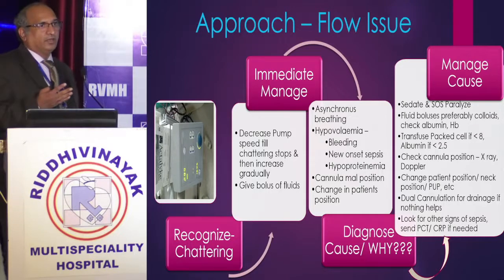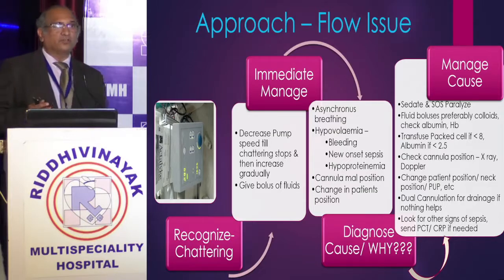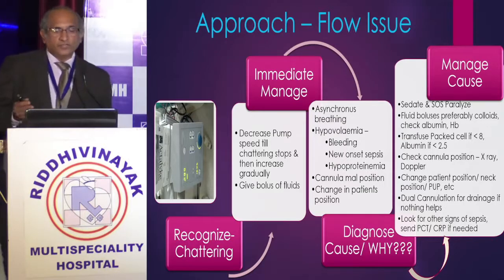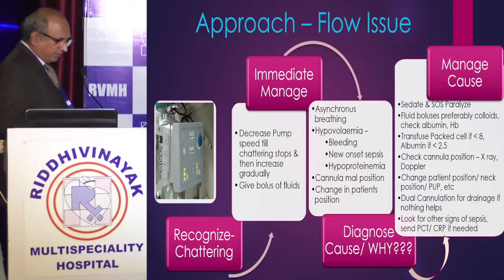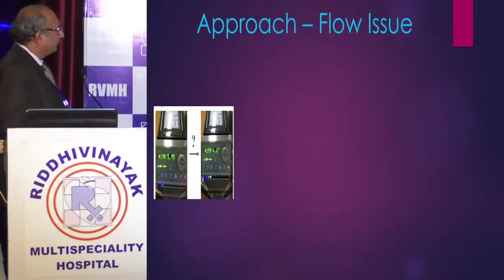But after 48 hours if it occurs, you have to find out what is the cause. If it is a new onset sepsis which is occurring, then send the cultures, do PCT, escalate the antibiotics. If it is new bleeding, you have to control the bleeding and give blood transfusions. And if it is hypovolemia because of diuresis, you have to control that.